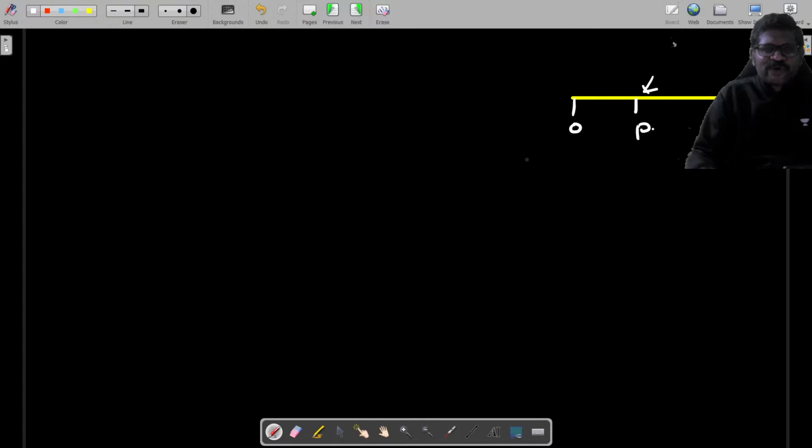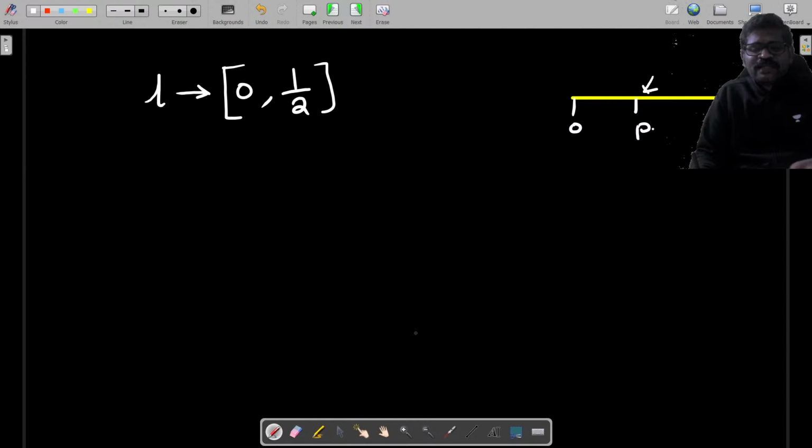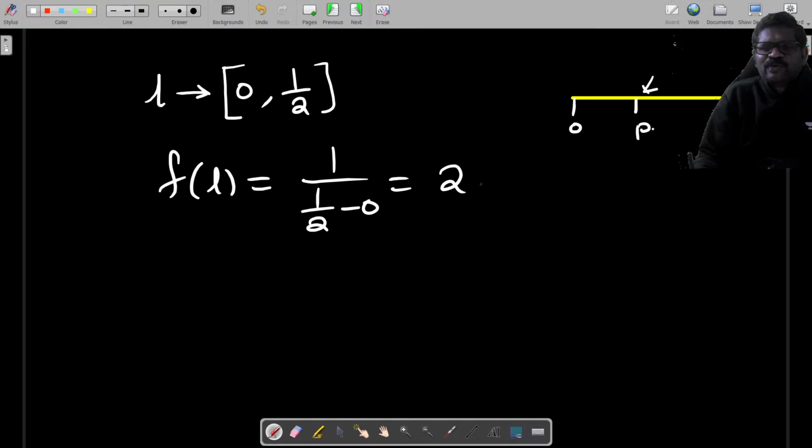Therefore, suppose the random variable length L follows a uniform distribution in the interval 0 to 50%, that is 0 to half. Therefore, the probability density function is f of L equal to 1 by (1 by 2 minus 0). That is 1 by 1 by 2, that is 2.